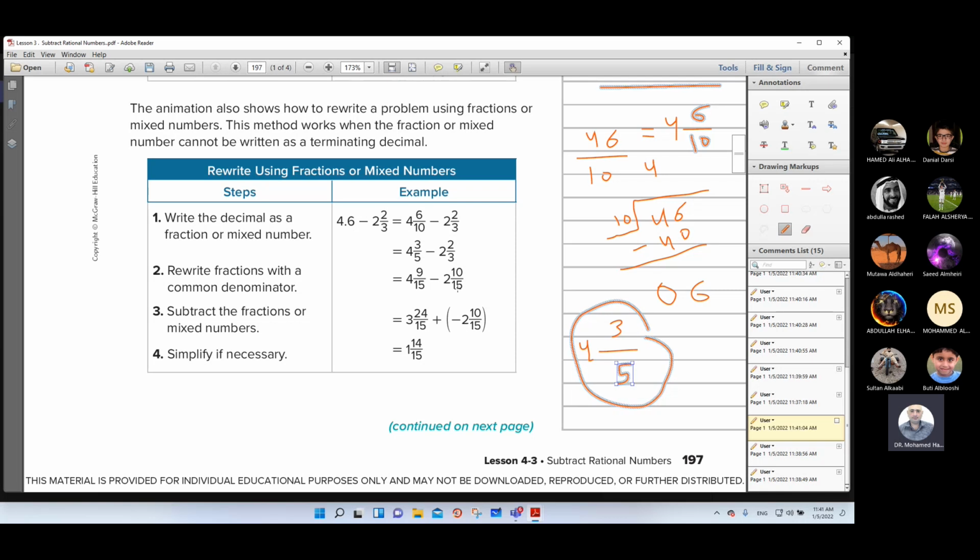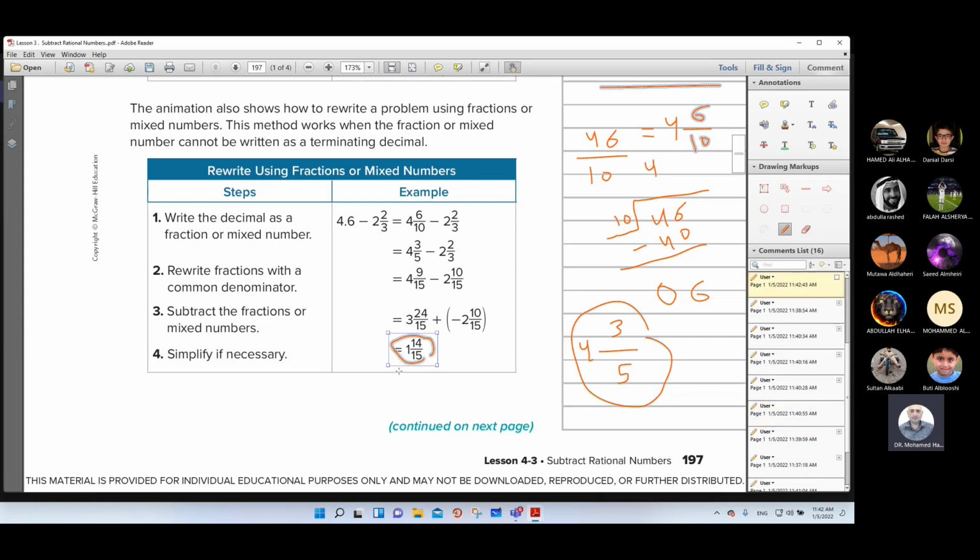Now we can do the subtraction. So rewrite the fractions with a common denominator, then subtract the fractions or mixed numbers. Here we have 4 and 9 over 15 and 2 and 10 over 15. We cannot do this operation because 9 is less than 10. So borrow 1 from 4 and add it to the fraction. So 4 minus 1 is 3. Then add 15 over 15 plus 9 over 15, which is 24 over 15, plus negative 2 and 10 over 15. So 3 minus 2 is 1, and 24 minus 10 is 14 over 15. So 1 and 14 over 15 is the answer.